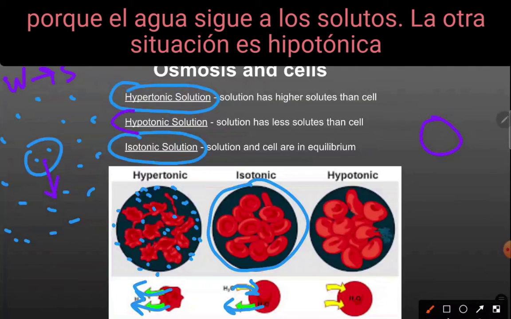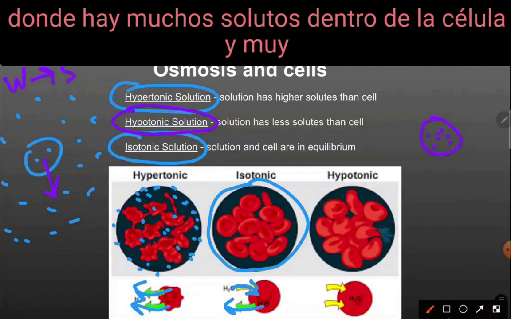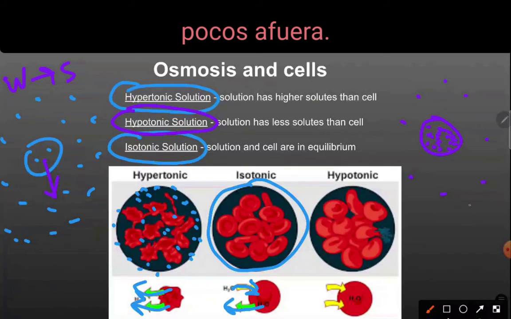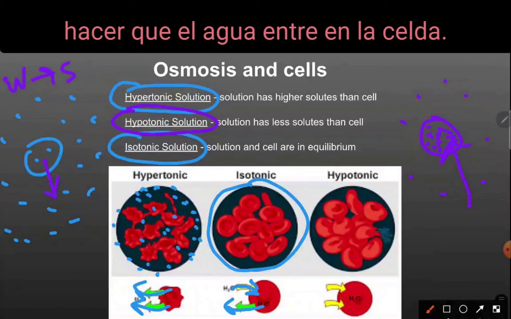The other situation is hypotonic, where there are a lot of solutes inside the cell and very few outside. This would make water rush into the cell.